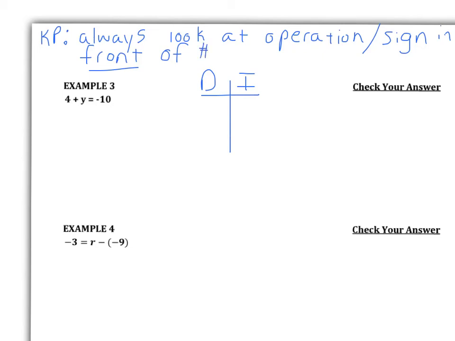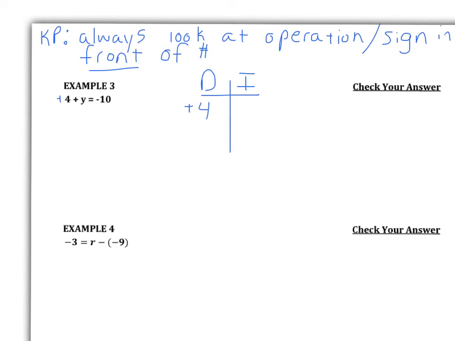Okay, so in this one, we have a 4 hanging out on the same side as y. Well, what is that for? Is it a positive or a negative? We always look in front of it. Well, nothing's there, so we know it's a positive 4. And we know that a positive is the same as addition, really.